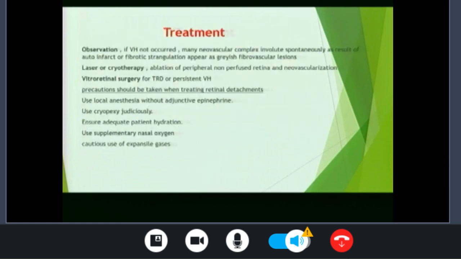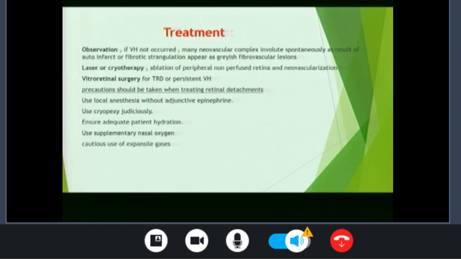Finally, the treatment depends on the stage, either observation in the early stages or laser for the neovascularization. It's very important to pay attention if you give scatter laser in patients with proliferative sickle cell, they're more prone to develop retinal breaks and detachment than patients with diabetic retinopathy.